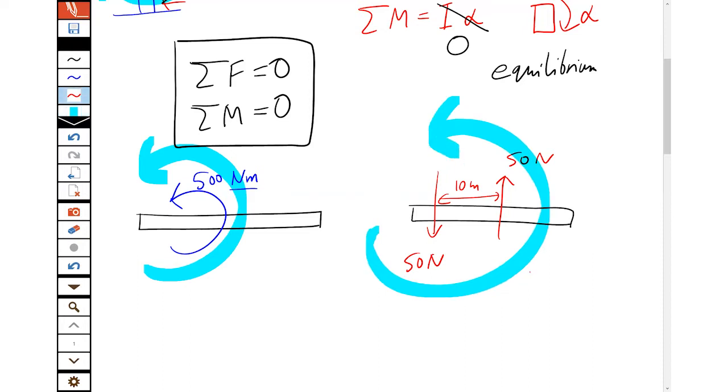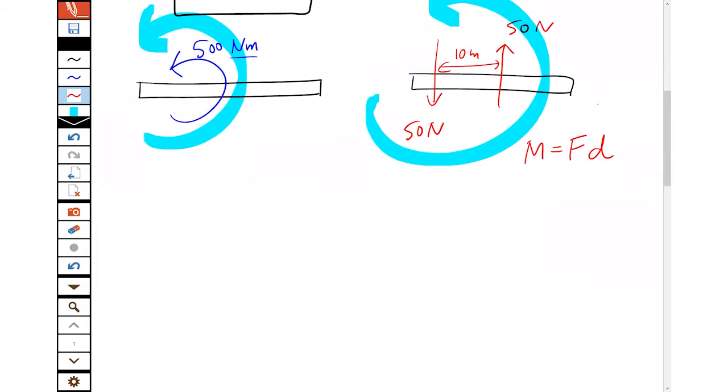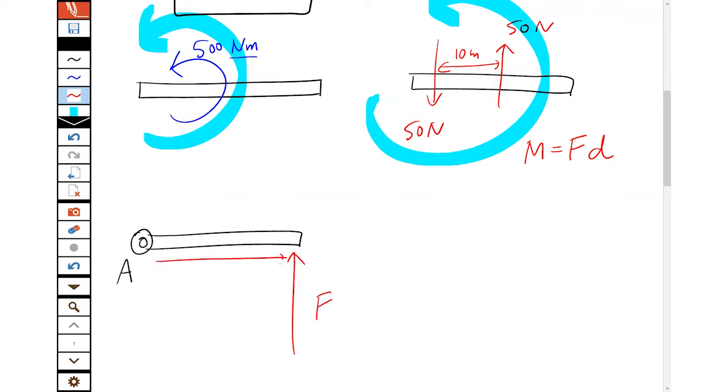And you can calculate this moment. It's the force, just one of the forces, times the distance between them. But what if you don't have a nice exact equal pair of forces? Because you usually don't. Well, we can still calculate those, and we use this every day to get in and out. If we open a door with a hinge at A, and we apply a force a distance d away from the pivot, the hinge of the door, then the moment is the force times the perpendicular distance.